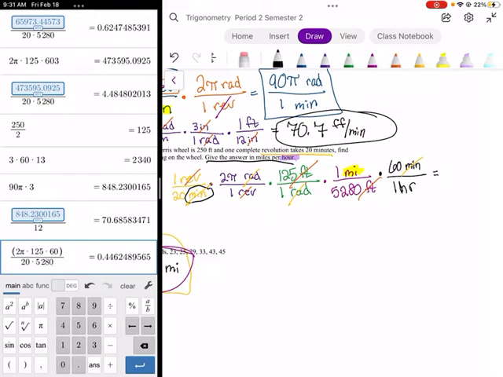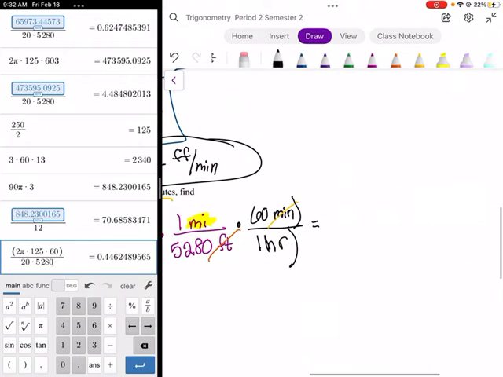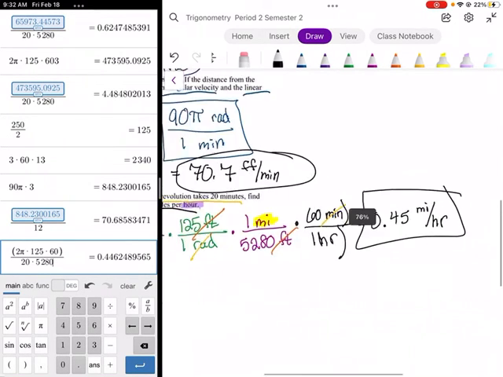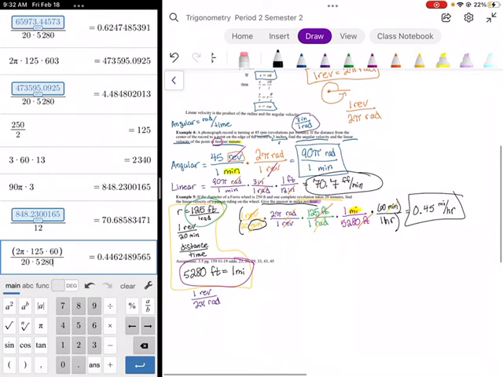When you're typing this in your calculator, you can either multiply all the top numbers and put that answer, then multiply all your bottom ones and put that answer, and simplify your fraction. Or if you want to do it all in one function on your calculator, you have to put parentheses around the top before you divide by the bottom. Otherwise, your calculator is going to use PEMDAS and it'll give you the wrong answer. So for this, our final answer is going to be about 0.45, and that is miles per hour, because all the other units simplified with each other.